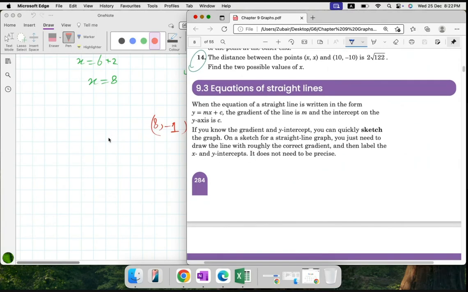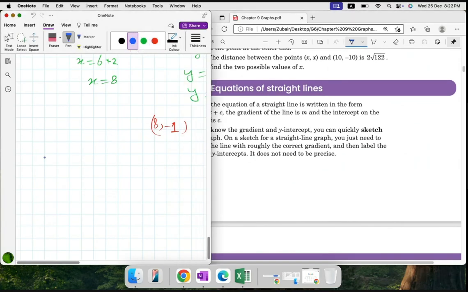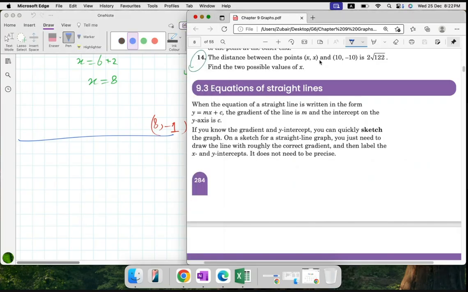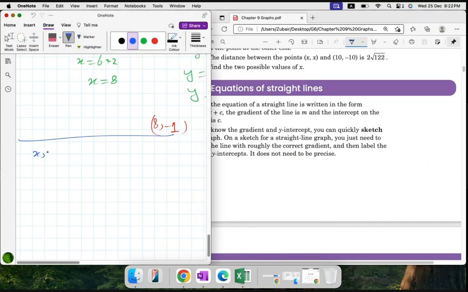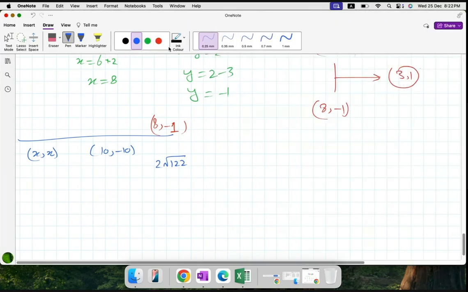Let's try number 14 as well. I gave this to Ali as homework. Question 14 says the distance between the points x comma x and 10 comma minus 10 is this. The first point is x comma x. The other point is 10 comma minus 10. And the distance is 2 square root 122. Find the two possible values of x. The distance is given, we just need to put it in the distance formula.